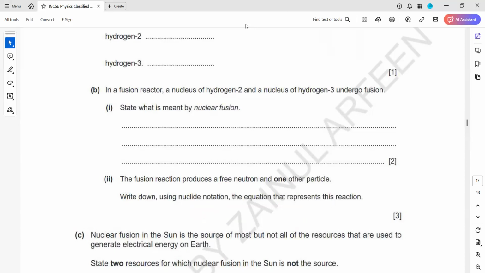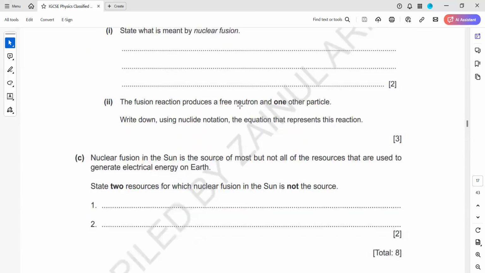Nuclear fusion in the sun is the source of most of the energy resources. Name two resources for which nuclear fusion is not the source, like from the sun is not the source. So that is good. Geothermal and hydro. You will learn about the energies later. They have studied before. Wind is also from the sun.